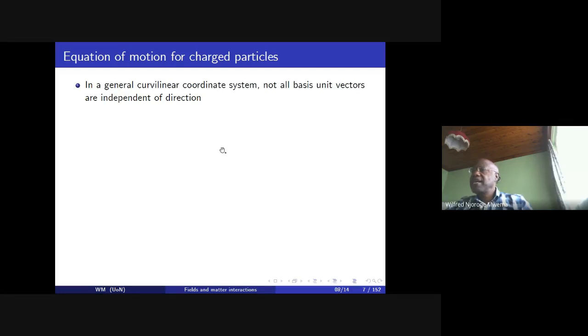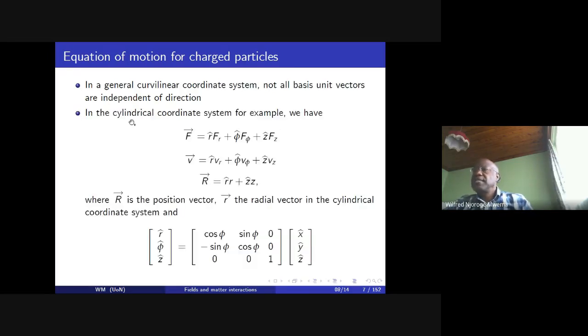And we see that r cap changes direction as we go around the cylindrical curve. And therefore, when we start dealing with the derivatives, we must also worry about the derivatives of the unit vectors themselves. So in the cylindrical coordinate system, we have that f is going to be given by r cap f of r plus phi cap f of phi plus z cap f of z.